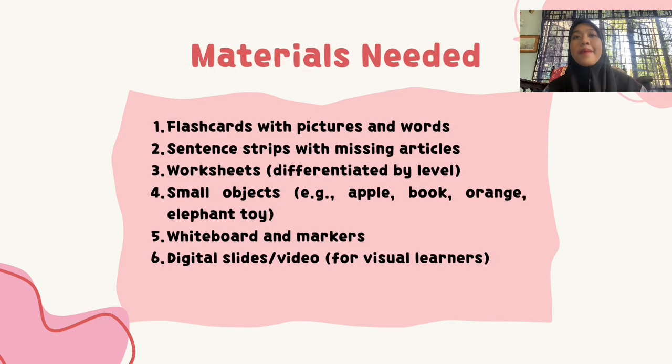These are the materials needed for our class. We will use flashcards with pictures and words, sentence strips with missing articles, a worksheet differentiated by level, and small physical objects, for example an apple, a book, an orange, and an elephant toy. And then a whiteboard and markers. Lastly, we will use digital slides or video for the visual learners.